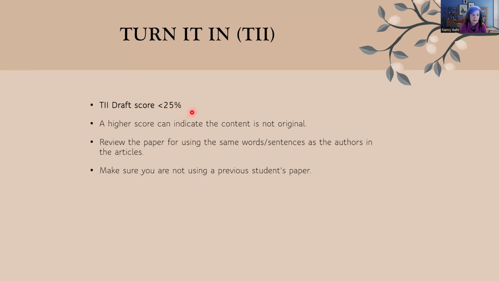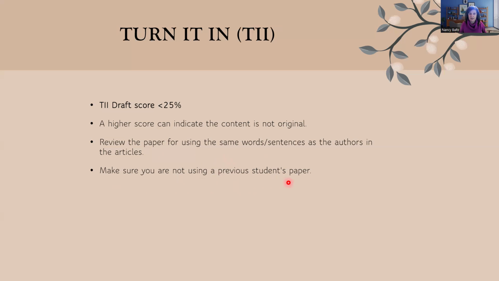Now, in general, a higher Turnitin draft score can mean that your content is not original. So what I usually tell you is, on your Turnitin score, review the article for the same words or same sentences, and then make sure you're not using a previous student's paper.